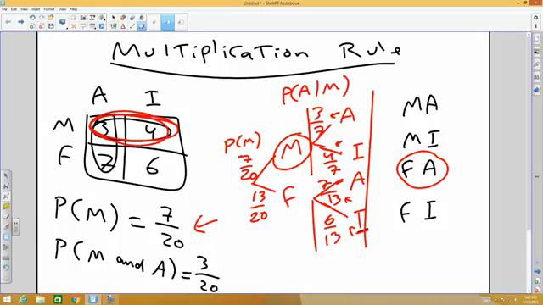But anyway, I have another purpose. Why am I doing this? I'm trying to discover with you the multiplication rule. I'm doing all of this to discover the multiplication rule.